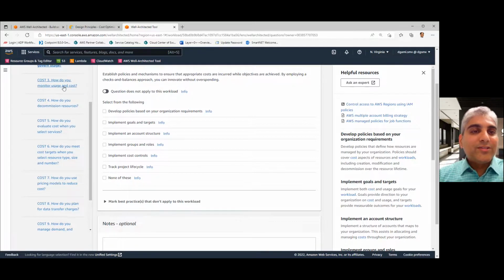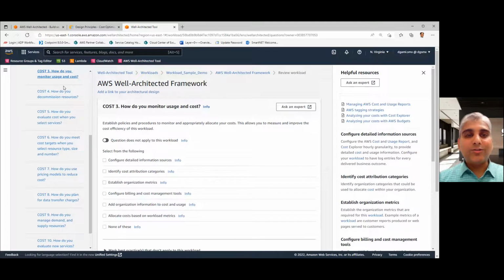All right. So the next one is, how do you actually monitor your usage and cost, right? So looking at all of the services that we get from AWS, in most services there is an option to configure detailed information sources. You can look at information being sent over to CloudWatch and into Cost Explorer, where you can see all these detailed data points and then use that towards your analysis.